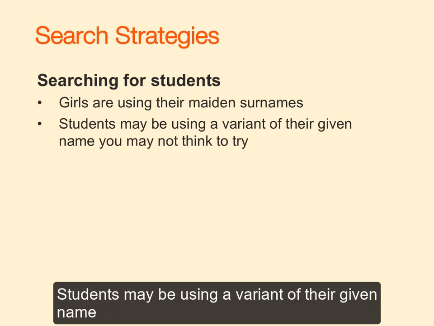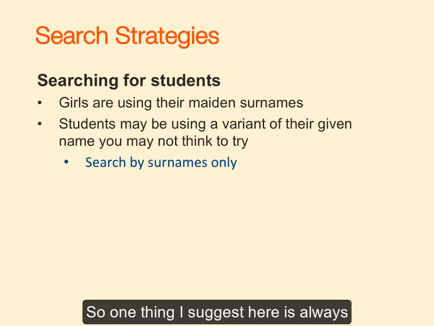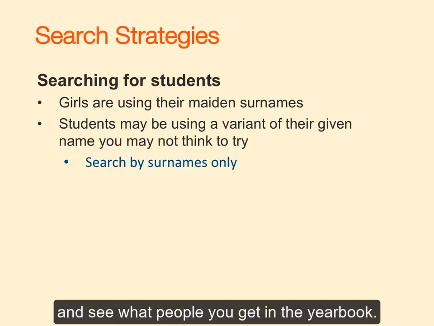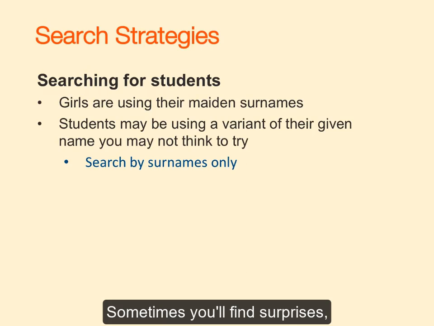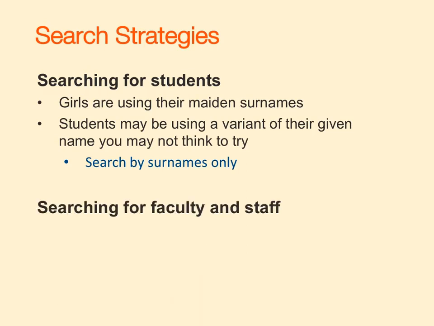Students may be using a variant of their given name that you may not think to try. So one thing I suggest here is always try also searching just by the surname and see what people you get in the yearbook. Sometimes you'll find surprises, like even siblings or cousins that you did not expect.